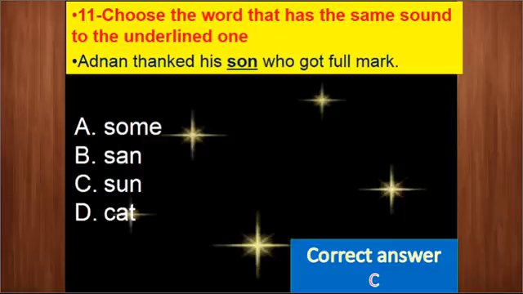Now again with the homophone, in question number 11, Adnan thanked his son, who got full mark. The homophone for the word son is the letter C, sun, the star.